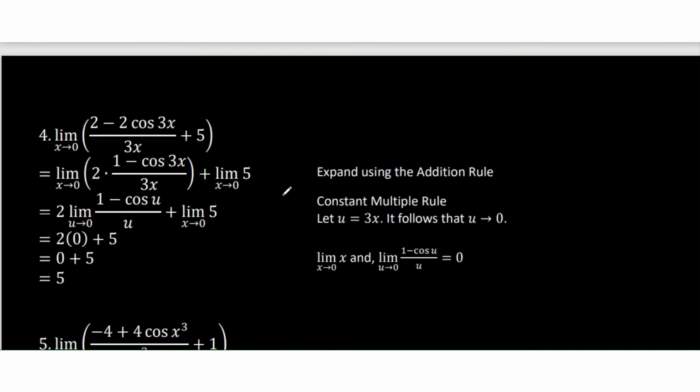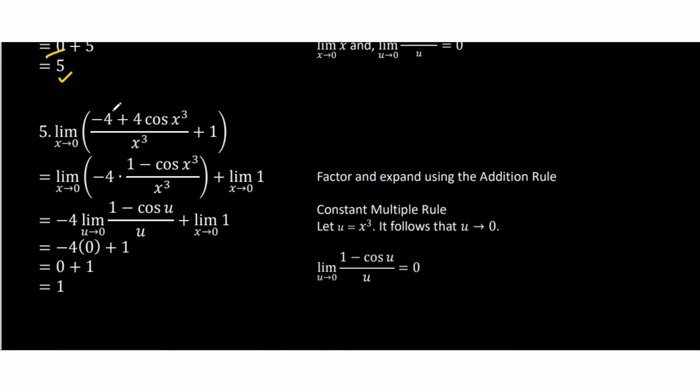Now in number 4, we have here 2 minus 2 cosine 3x. So 3x and 3x are already the same. So we just need to factor out. So 2 is brought out. That is a factor of 2 minus 2 cosine 3x, plus limit of 5 as x approaches 0. That is a constant. So 1 minus cosine 3x over 3x as x approaches 0, when it comes to limit, is simply 0. So 2 times 0 is 0. So 0 plus 5 is 5. So here 3x, no problem because the numerator and denominator, the angle and the denominator, are the same.